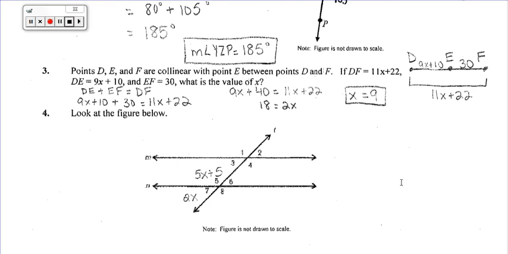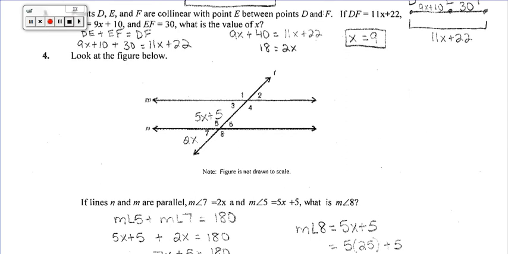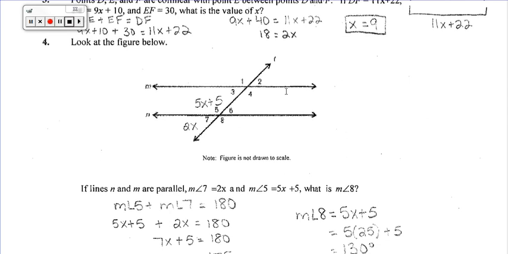Okay, for number 4, lines N and M are parallel. The measure of angle 7 is 2x. The measure of angle 5 is 5x plus 5. What is the measure of angle 8? So let's look at the relationship between these two. 7 and 5 form a linear pair, which means that they add up to be 180 degrees. So there's the equation that we're going to write there.